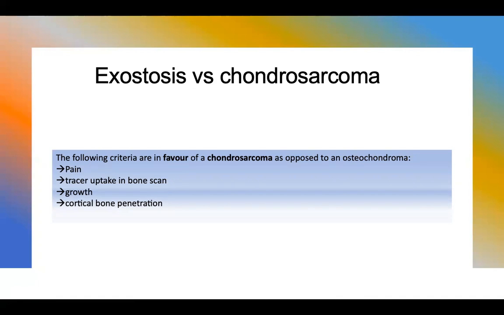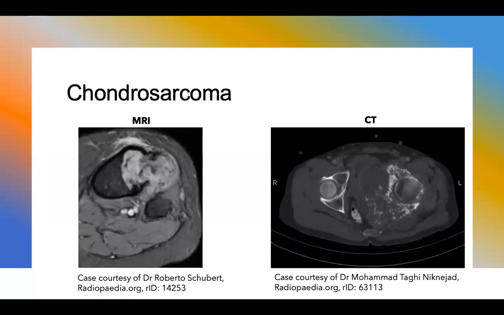You can expect to have a malignant degeneration when what you thought was an exostosis demonstrates pain, tracer uptake in bone scan, growth, or cortical bone penetration. And that's a really badly gone osteochondroma to chondrosarcoma, on an MRI scan on the left and on a CT scan on the right.